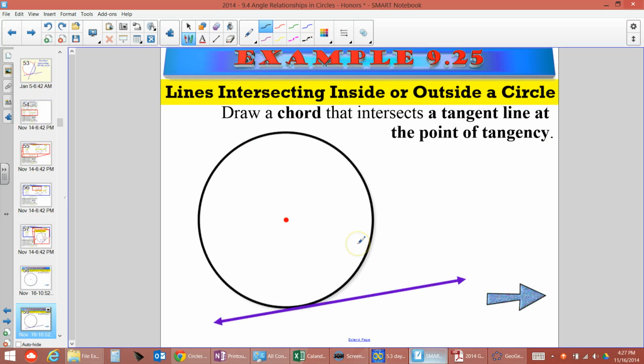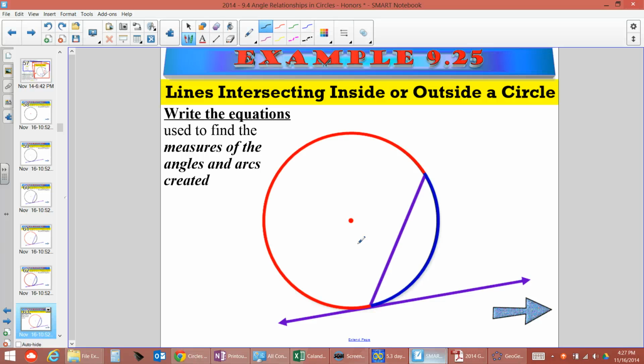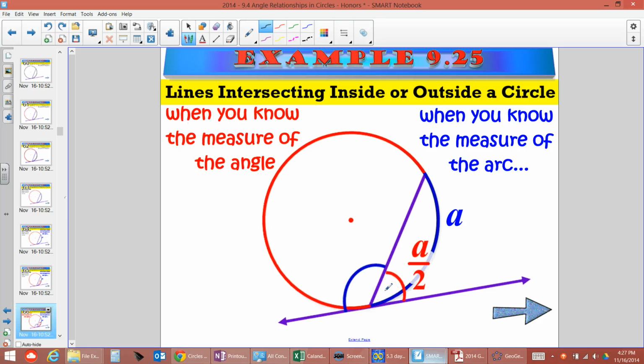So if we draw a tangent and a chord, and we label the big arc A and the small arc B, when you know the measure of the arc, we know the angle is half as much. And when we know the angle is, say, B, then we know that the arc is twice as much. We kind of already talked about that.